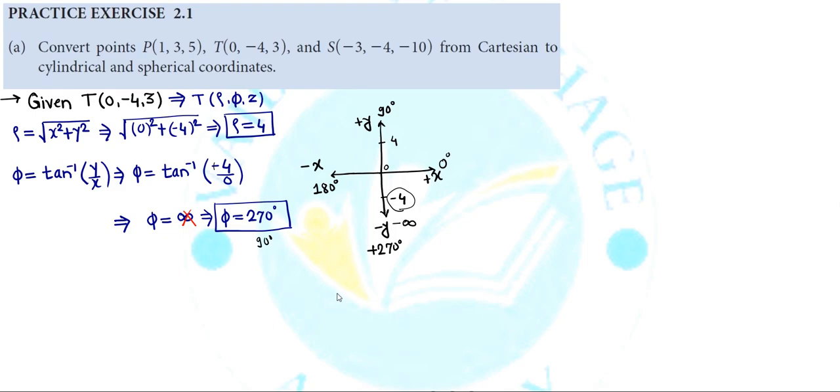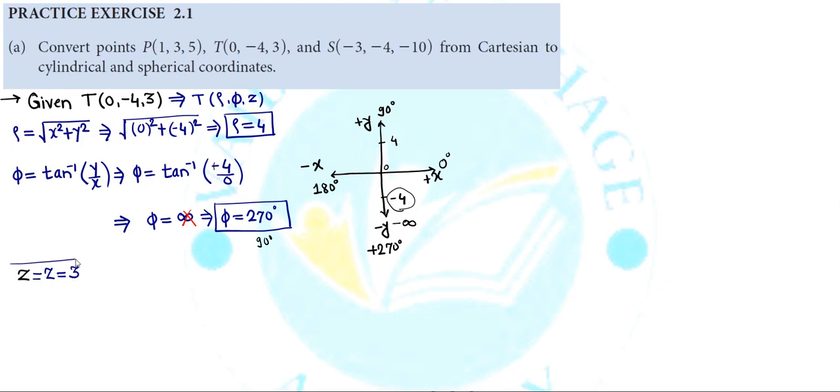Okay, so keep that in mind. Now we are going to move on to the next part of the numerical, where we have to find out z. So z is as it is. So what is that z? We have z equals 3. So z will be as it is, and that z equals 3 over here.